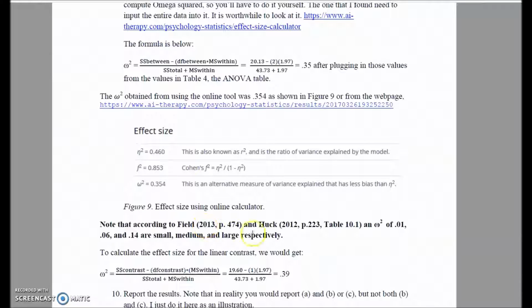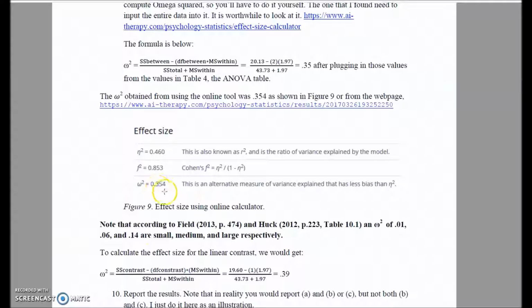So when I look at the effect size, omega squared is the effect size. And then your textbook on page number 223, and then the Field's book says the effect size of 0.01 is small, 0.06 is medium, and then 0.14 is large.